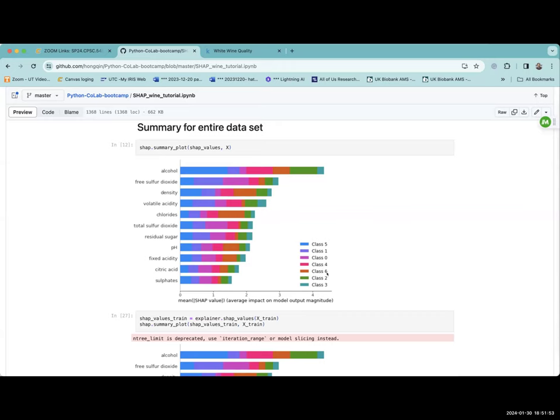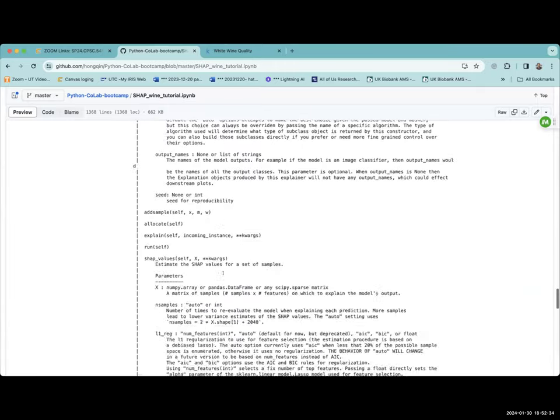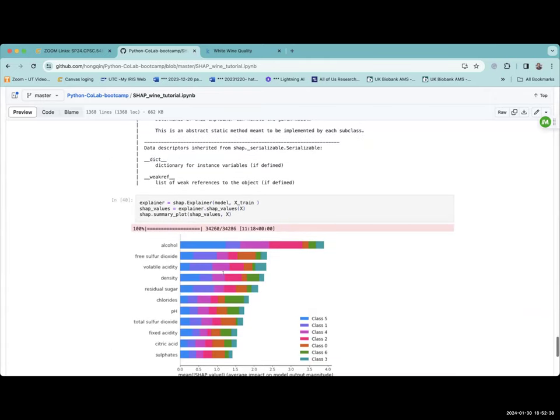Honestly, I don't even know which one has a better quality score. I just know there's a seven category of wines here, and I don't know whether zero is the best or six is the best. But it seems to make sense that the alcohol feature correlates to the quality of the wine. Then the next ones are free sulfur dioxide, density, sulphates, citric acid, pH, and other things. There's also something called the summary plot. Even though a Shapley value is individual, you do have a summary plot.